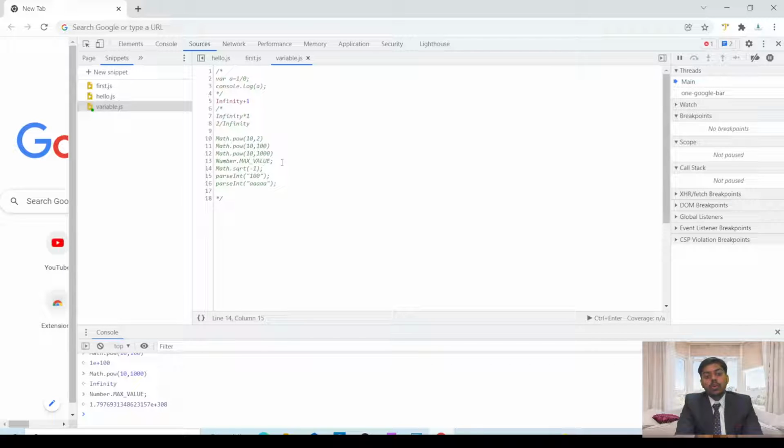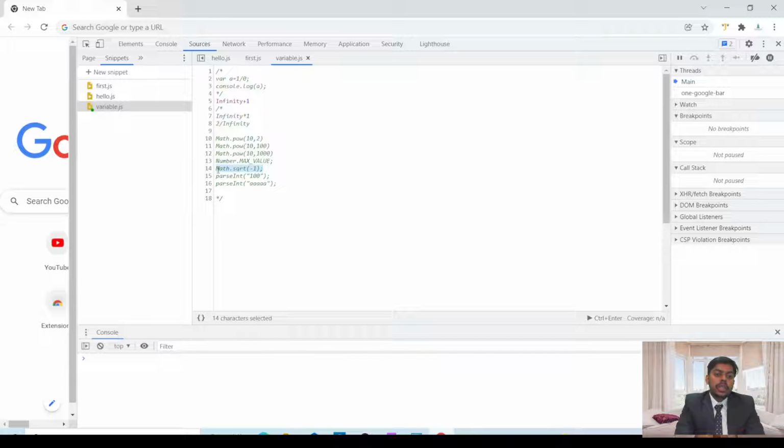Now this is all about Infinity. Now we are going to see about NaN, that is not a number. I am removing the console window. Square root of minus 1, what is it? Square root of minus 1 is an imaginary number. The value of i, the iota, is square root of minus 1. It is not a number, right?